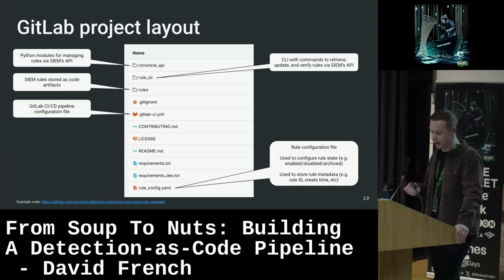This .gitlab-ci.yaml file stores the configuration for those GitLab CI/CD pipeline jobs. And then this file at the bottom contains the configuration for our rules. This is where we're going to specify whether each rule should be enabled or disabled. It also stores metadata about each rule, like unique IDs, creation timestamps, that kind of thing.